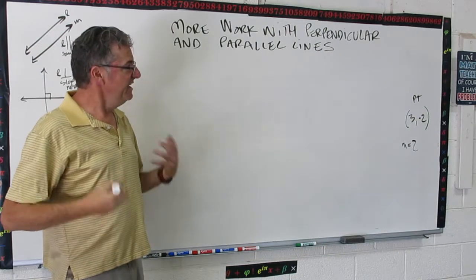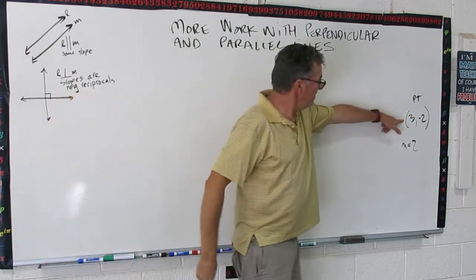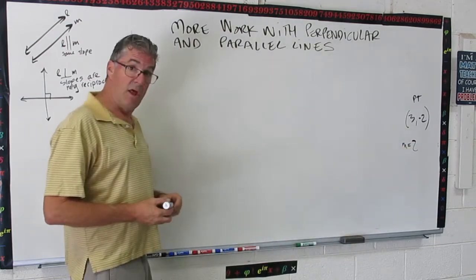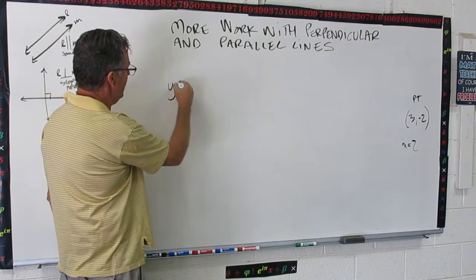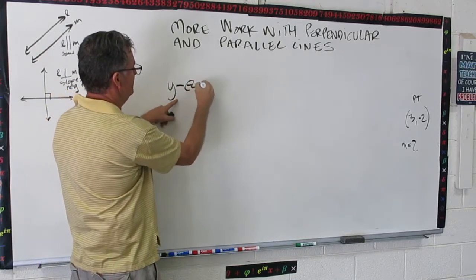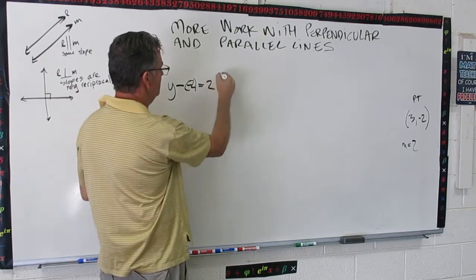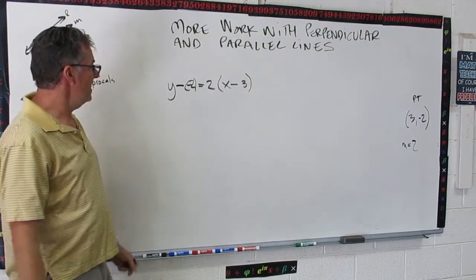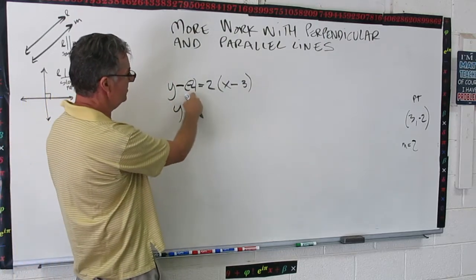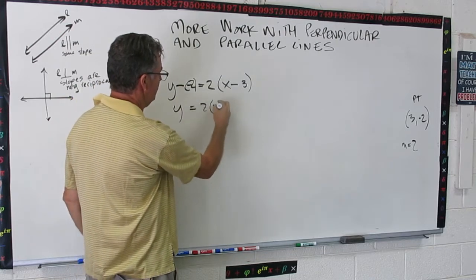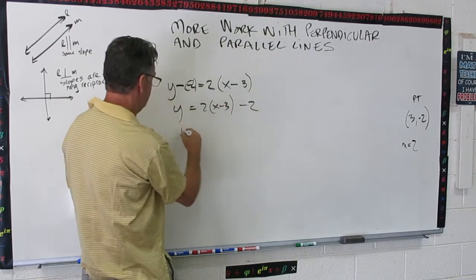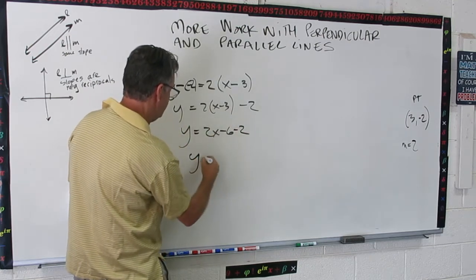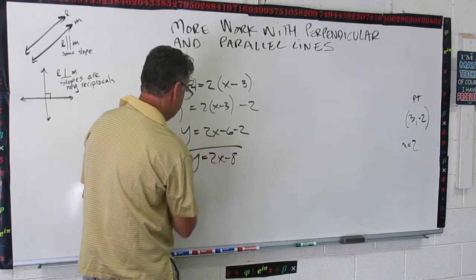Okay, so now what we need is an equation of a line that goes through the point (3, -2) and has a slope of 2. So I'm going to go straight to point slope format. So this is going to be y minus -2 equals 2 times x minus 3. Now there's our point slope format. That becomes plus 2, so we're going to subtract 2. y equals 2 times x minus 3 minus 2 takes us to y equals 2x minus 6 minus 2, which is y equals 2x minus 8.